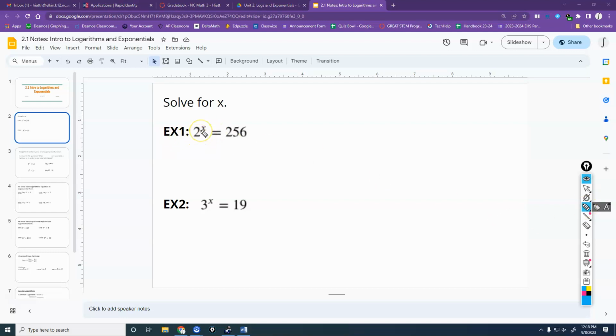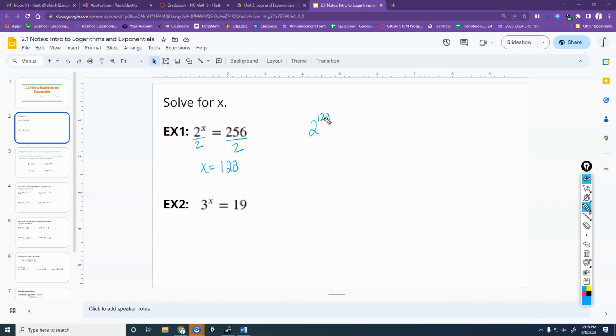This is 2 to the x power. It is not 2 times x. What a lot of students want to do is they want to divide by 2. And they don't write this down because it's wrong. X equals, what's that going to be? 128, I think. Now, does 2 to the 128th power equal 256?